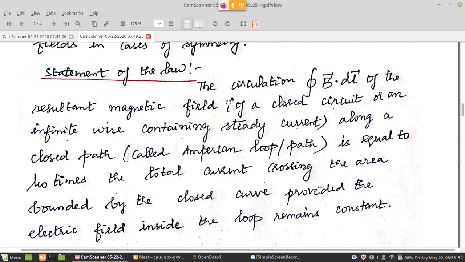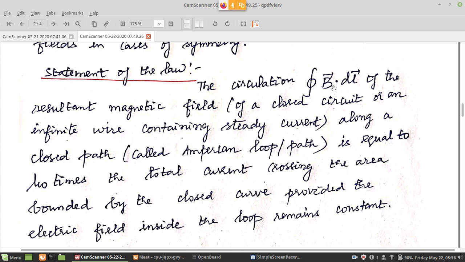Okay, so what is the statement of the law first? That is the first question. The circulation, that is closed integral of B dot dl. B is the magnetic field, dl is the element of that small loop. What is the loop? That loop is called Amperean loop. It is named after Ampere. A Gaussian surface, ikkada Amperean loop.